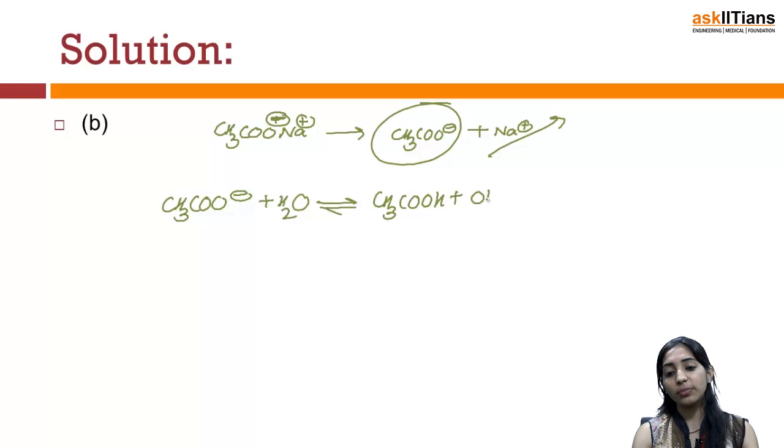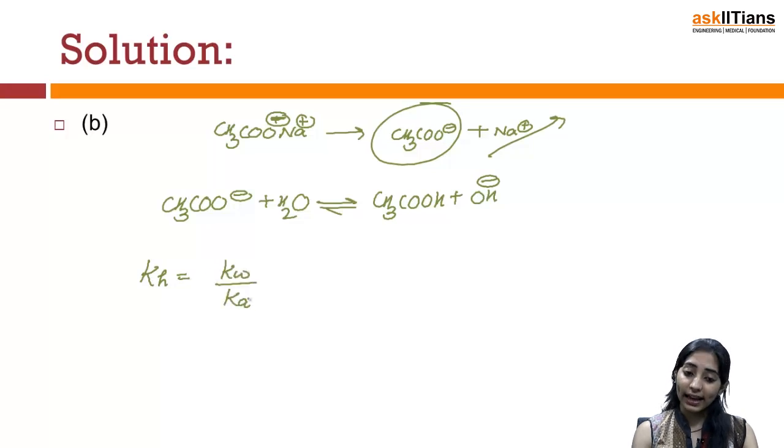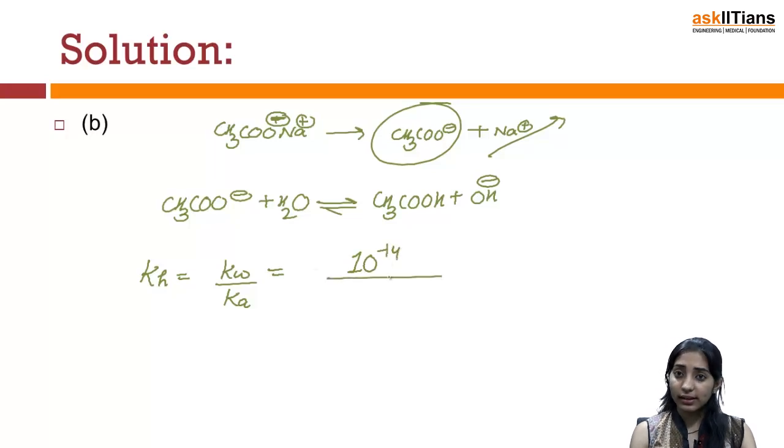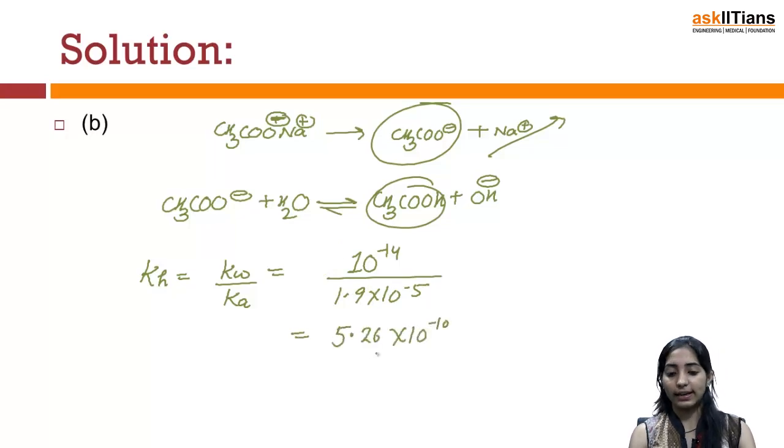CH3COOH plus OH minus. Now this is nothing but how we correlated the hydrolysis constant with the acid dissociation constant and the Kw. And we had already found out the relation as Kh is nothing but Kw by Ka. Now we know Kw for water at 25 degrees Celsius is 10 to the power minus 14, and Ka for a weak acid CH3COOH is 1.9 into 10 to the power minus 5. So on solving this equation, we'll get a value of 5.26 multiplied by 10 to the power minus 10.